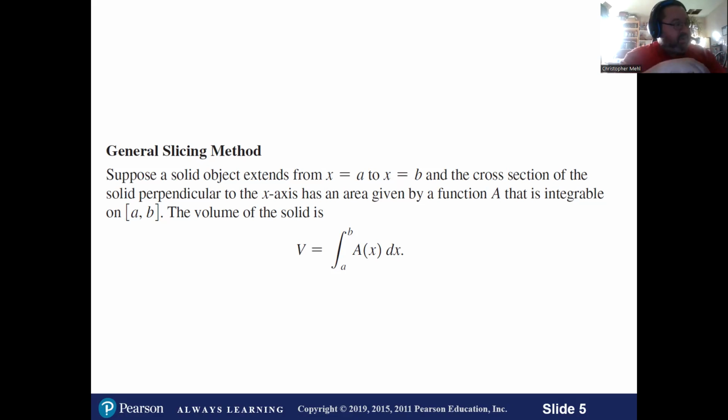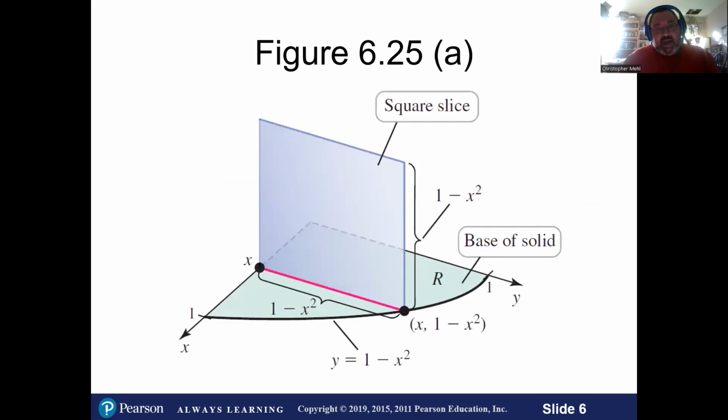So our general slicing method is like so. We have a solid object that extends from x equals A to x equals B, with a cross section of the solid perpendicular to the x-axis, and that cross section has an area given by a function A that's integrable on AB. Then the volume of the solid would be the integral from A to B of A of x dx. So we can look at an example to see how this is going to work.